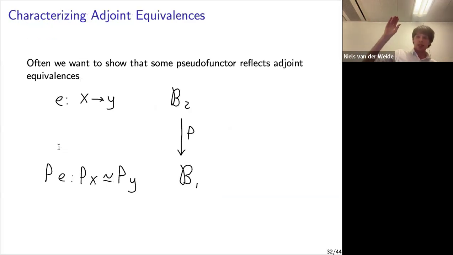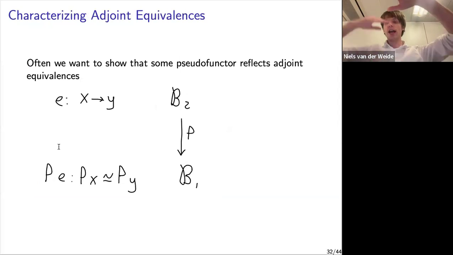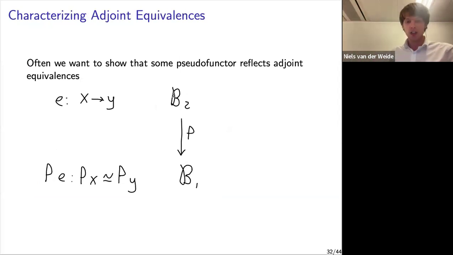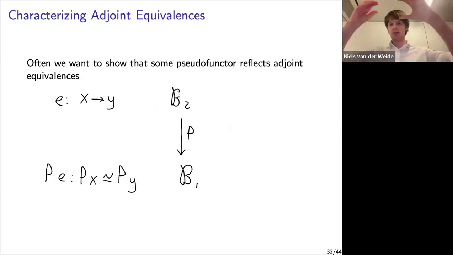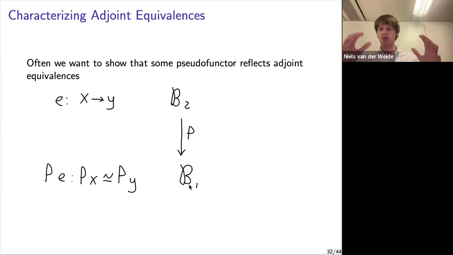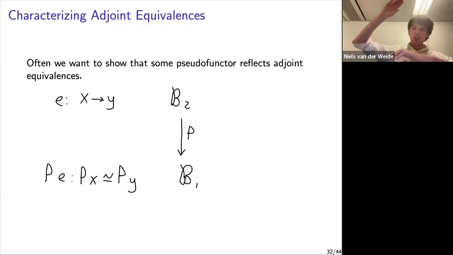And the main step is that if we want to characterize adjoint equivalences, one thing you often want to do is show that some functor reflects adjoint equivalences. So we have a bicategory B2 with objects with a lot of structure, B1 with objects with less structure, and then this P forgets some of the structure. In B1, it is easy to characterize the adjoint equivalences by hand. And then by showing that P reflects adjoint equivalences, you know what they are in B2.